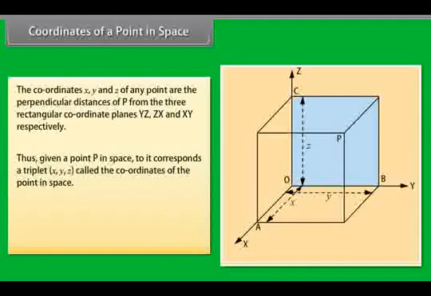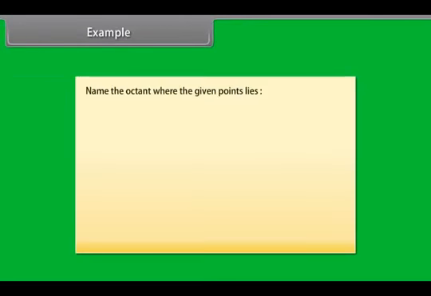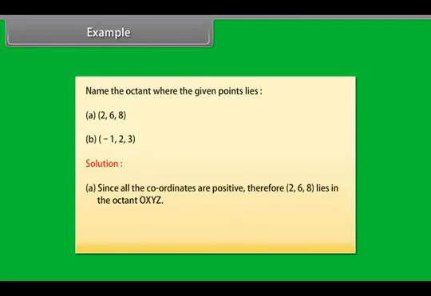Example: name the octant where the given points lie: (2, 6, 8), (-1, 2, 3). Solution. Since all the coordinates are positive, therefore (2, 6, 8) lies in the octant OXYZ.